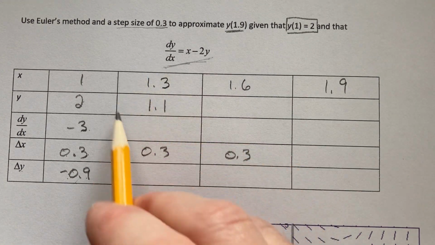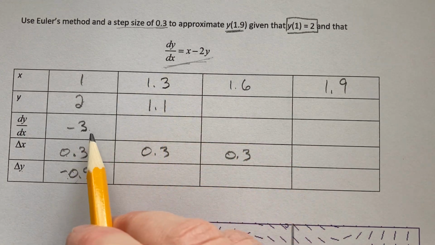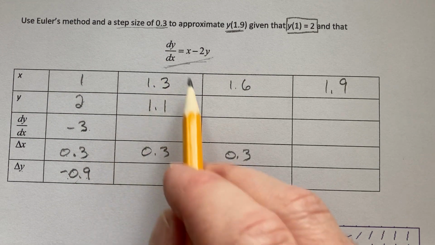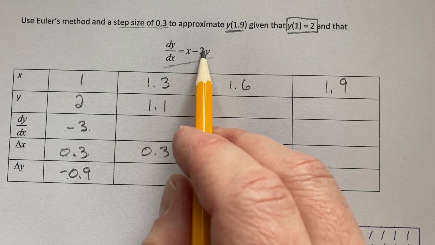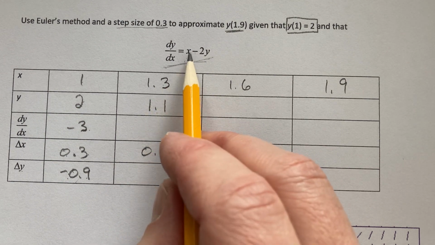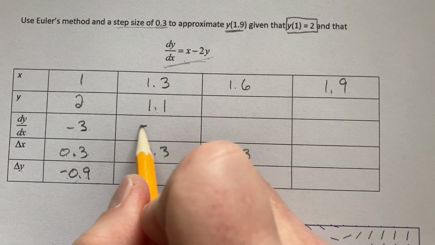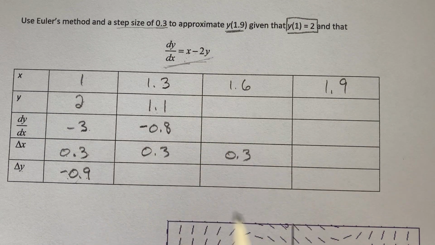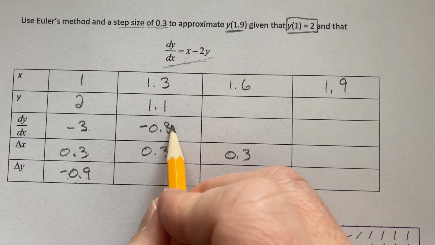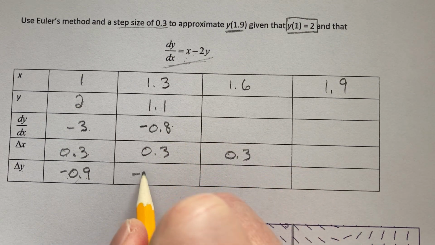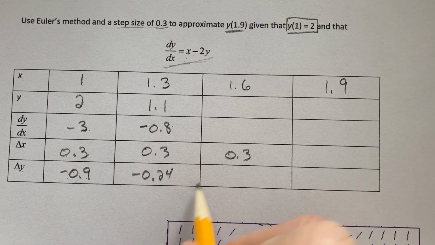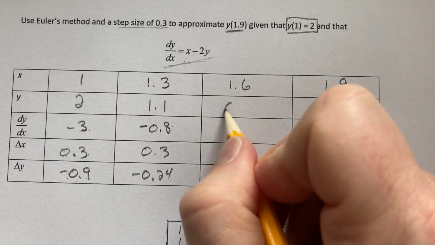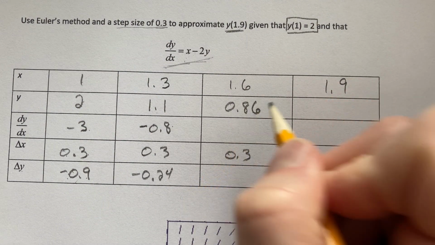Now what we do is we say, well, at this point, the slope is different. So let's figure out what the slope at this point is. So I'm going to put that in. 1.3 minus 2 times this is 1.3 minus 2.2. That's a negative 0.8. If I do negative 0.8 times 0.3, I get a negative 0.24. Bring that up, and we get 0.86 then.